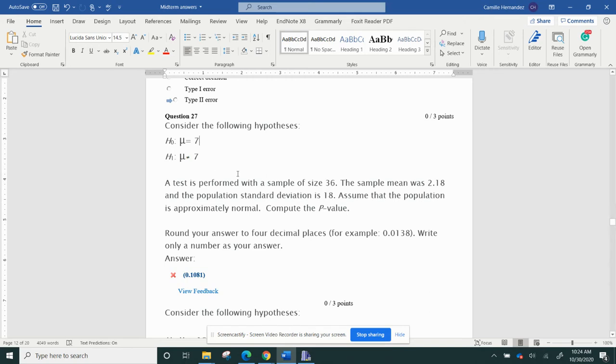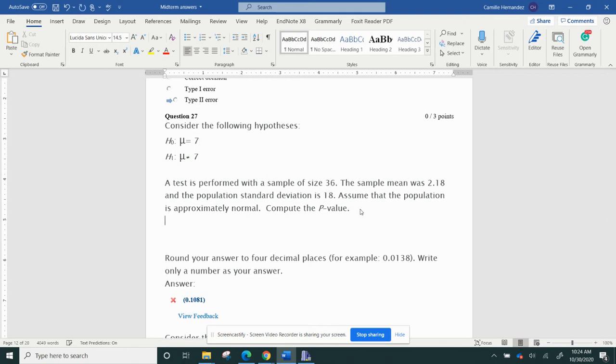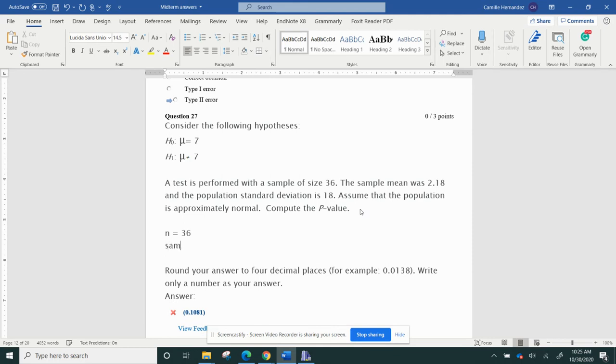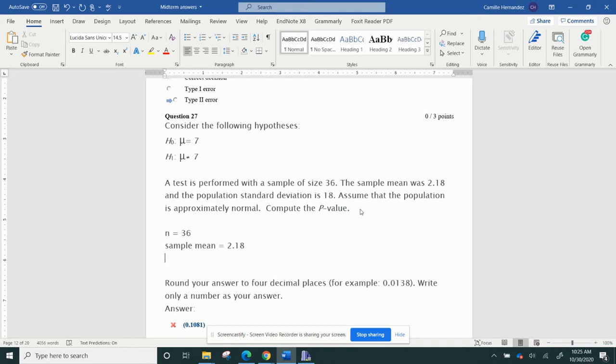All right, so a test is performed with a sample size of 36. The sample mean is 2.178, and the population standard deviation is 18. Let's get the p-value. Okay, so what do I know? I know my sample size equals 36. I know my sample mean equals 2.18, and I know my population standard deviation is 18, and I know it's approximately normal. Okay, so I've got everything I need.